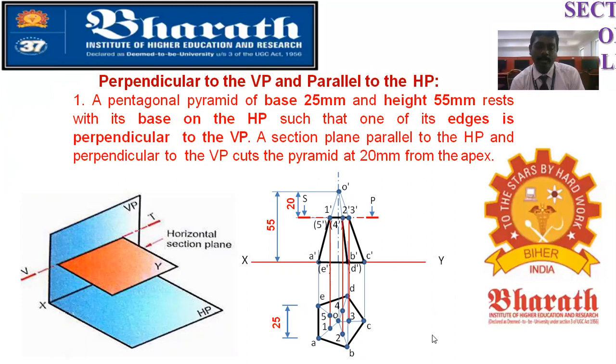1, 2, 3, 4, 5 you are going to connect. This portion should be hatched with a gap of minimum 1 mm, it should not be less than 1 mm, and the maximum gap is 4 mm. That is how you complete the hatching. This is the completion of the sectional view. So the first problem I have shown you step by step. For the remaining problems I will discuss the solution directly.